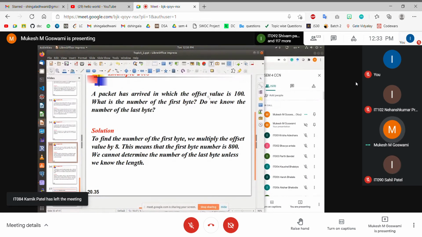See, again, the offset value is only a 13-bit value, right? Because 3 bits out of 16 are used for flags. So the remaining bits are only 13 bits. So in order to cope up with the loss of bits, how are the offset values computed? The offset values are computed by multiplying the offset value with 8, just like your h length field.